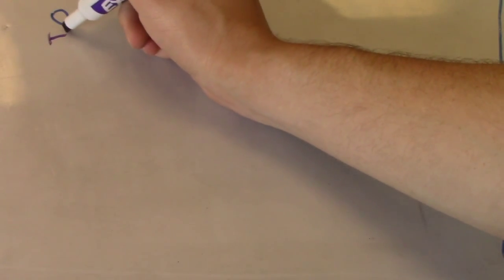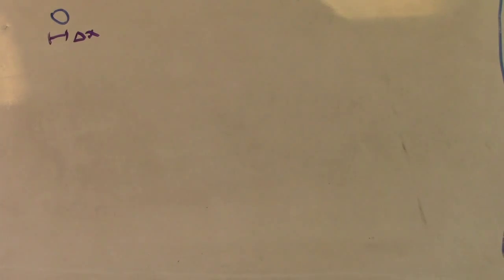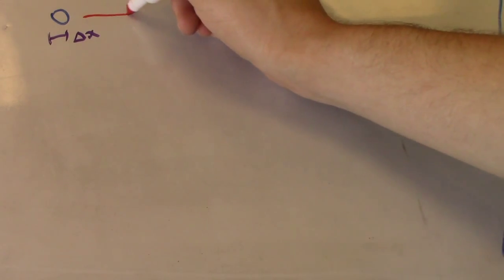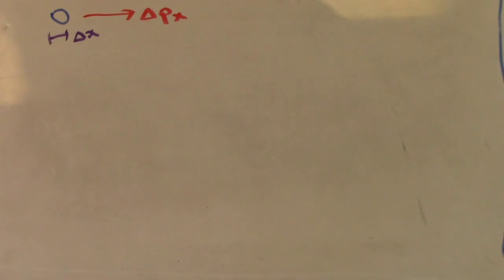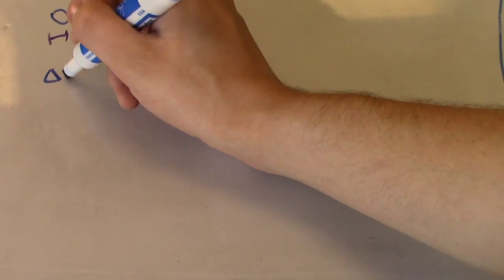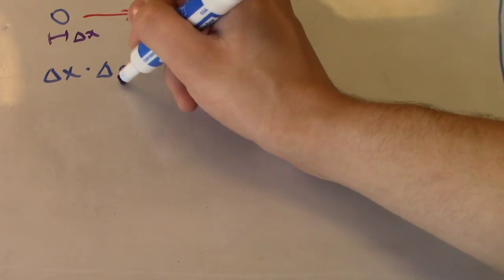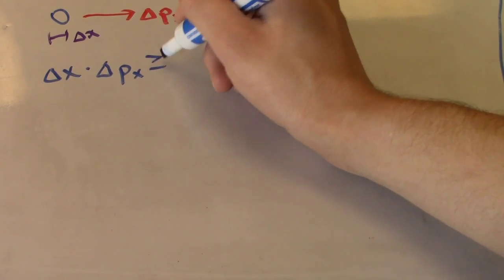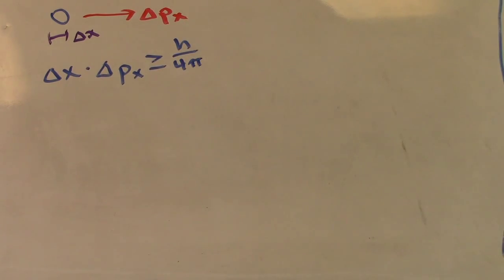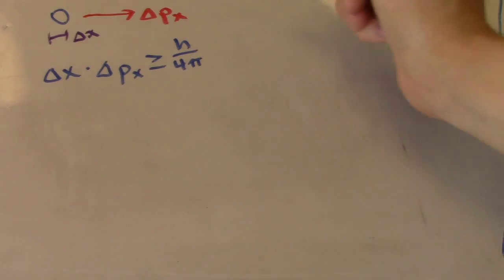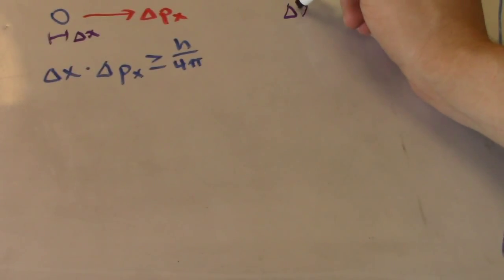I'm going to explain the Heisenberg uncertainty principle. The basis of it is that there is a limit to how accurately we can know both the position and momentum of a particle at any given time. The mathematical form of the uncertainty principle states that delta x, which is the uncertainty of the position of the particle along some direction, times delta p sub x, which is the uncertainty of the momentum of the particle along that same direction, has to be greater than or equal to Planck's constant, h, divided by 4 pi.